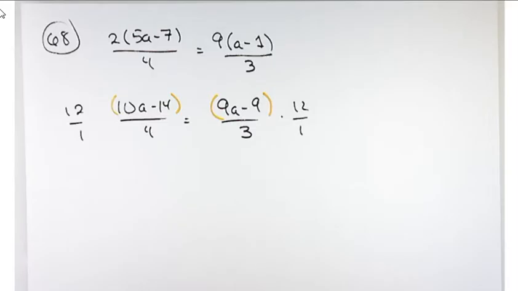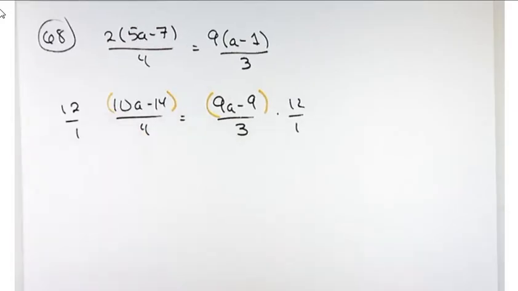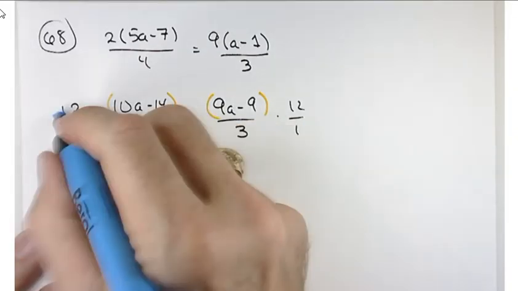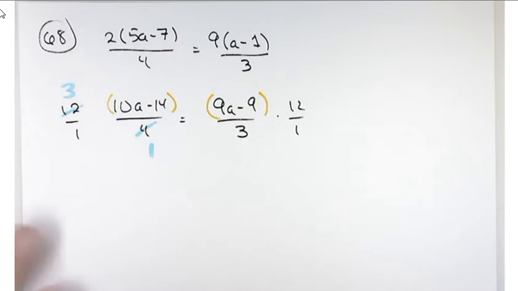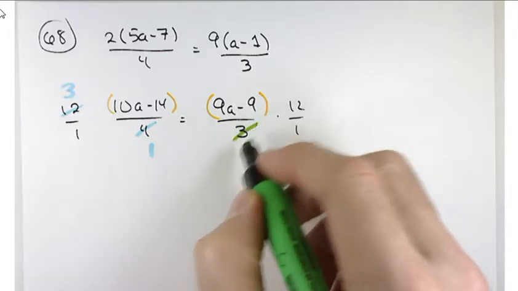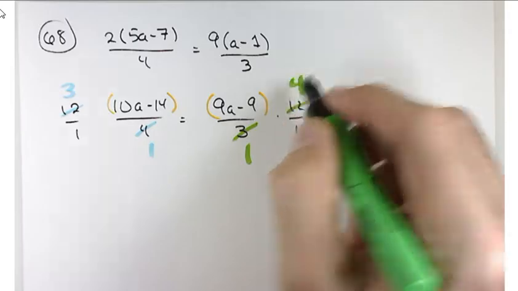So Lakendra, is there any simplification I can make between these two? All right, so 4 goes into 4 once and into 12 3 times. Good. How about on the right-hand side? Three into 12 goes 4 times. Cool.